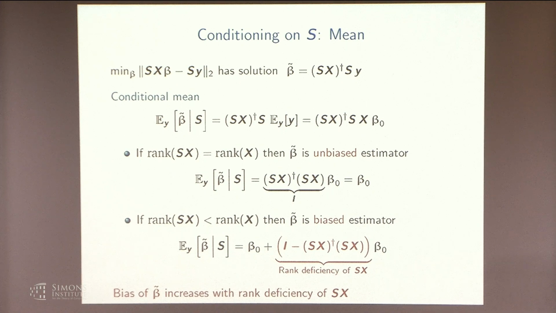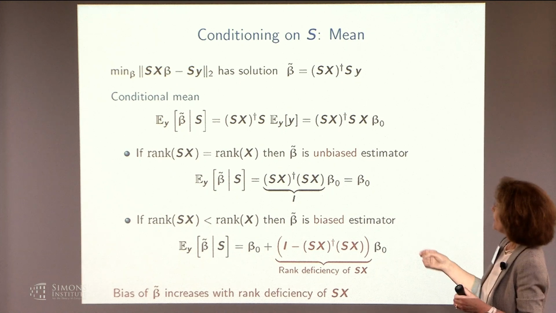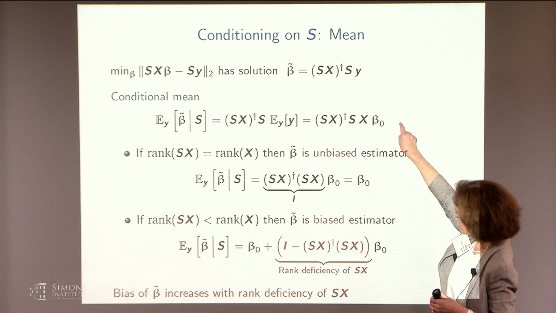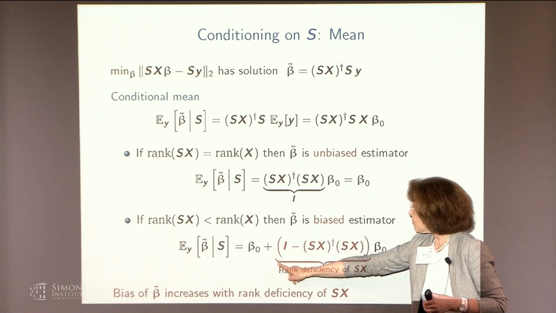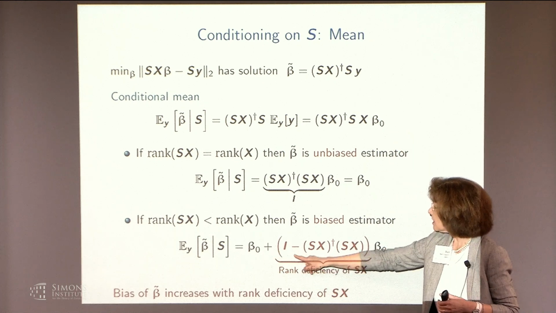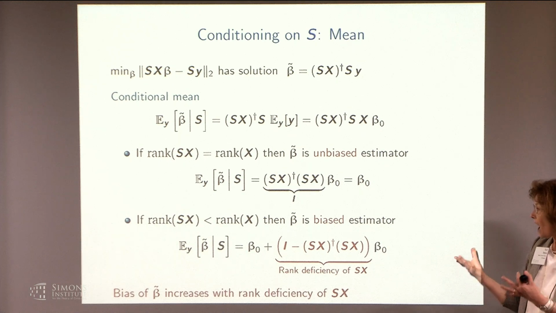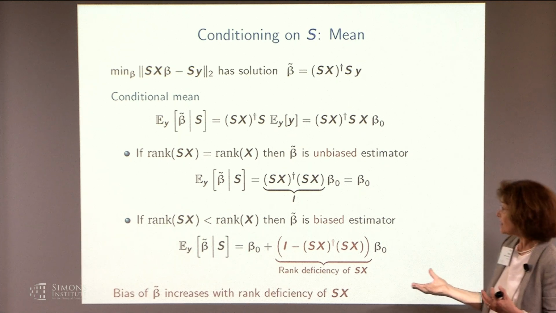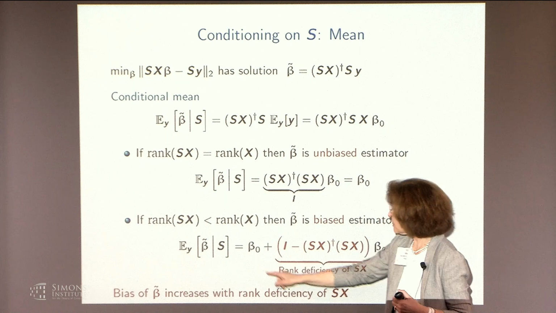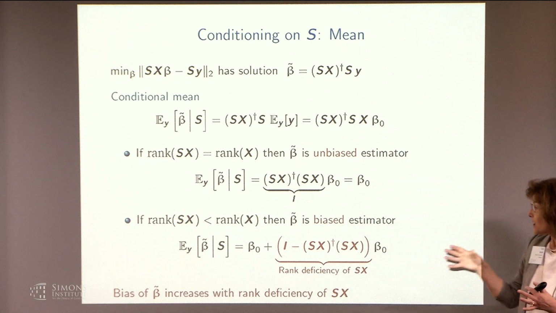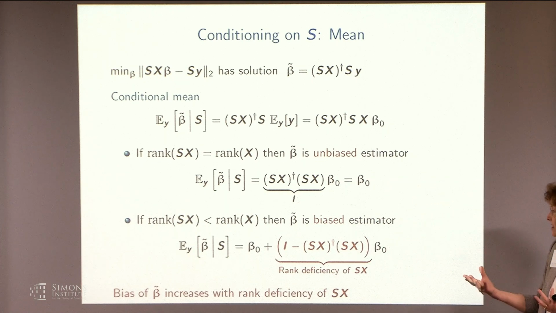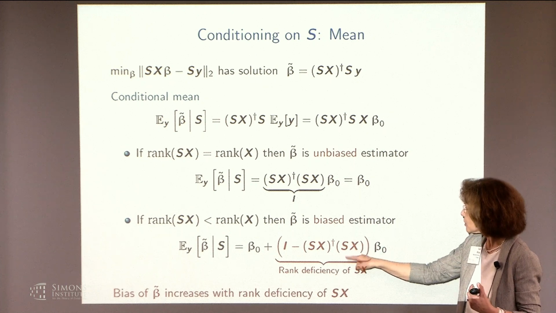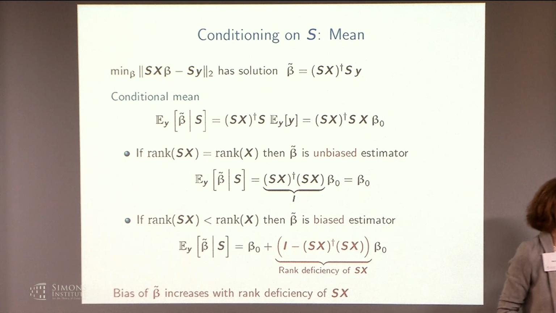However, if the sketched matrix loses rank, then you can see by adding and subtracting beta 0 here that we have a rank deficiency, a deviation from unbiasedness. So we can see that this is what we want, but this is what we get. So that means our deviation or our bias increases with the rank deficiency of the sketched matrix.